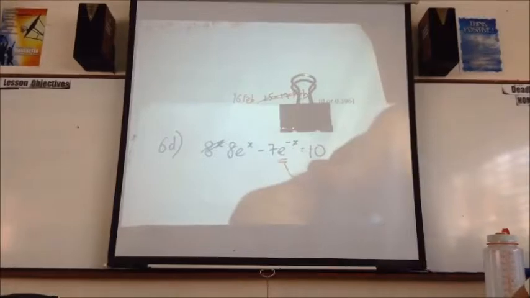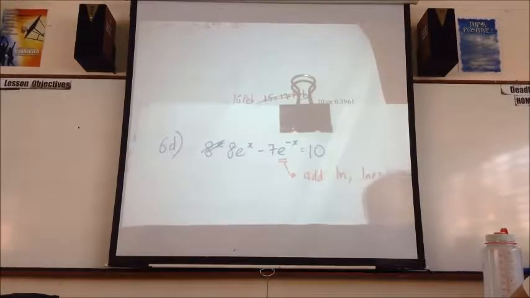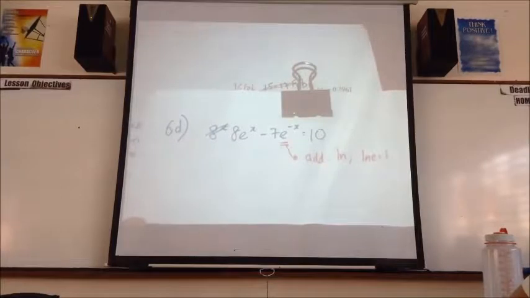Pause here. First thing: whenever you see e, later on when you add, you usually will add ln, because ln e equals 1. Now, second thing.